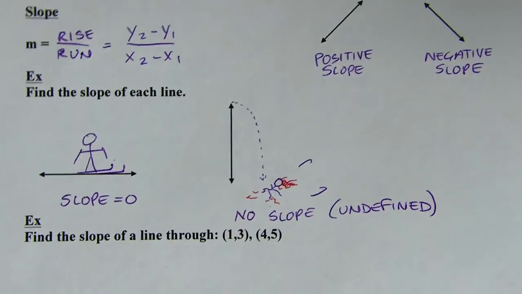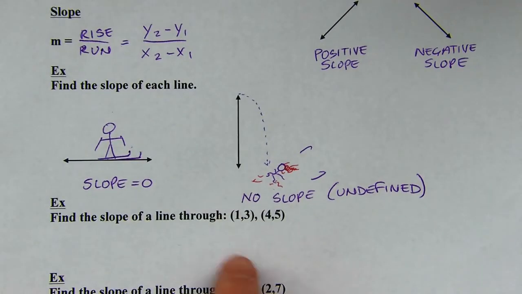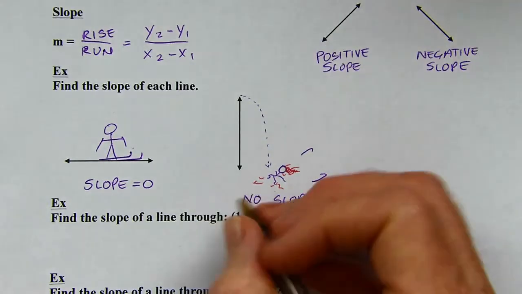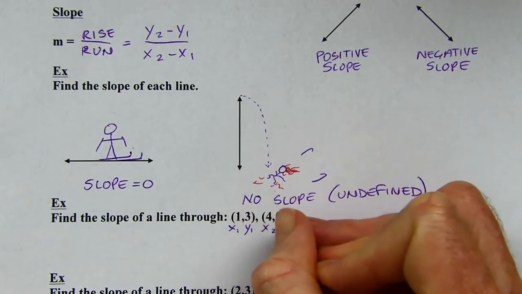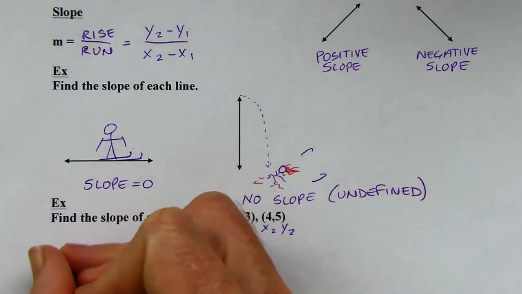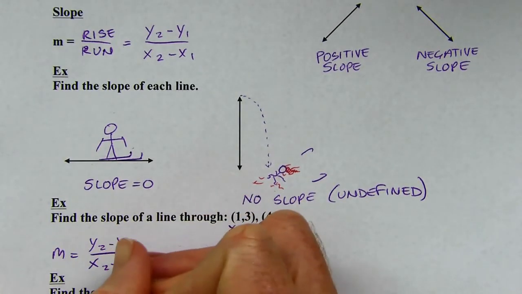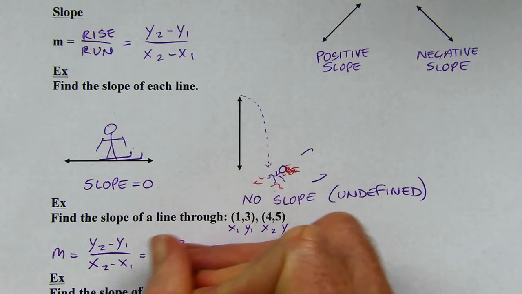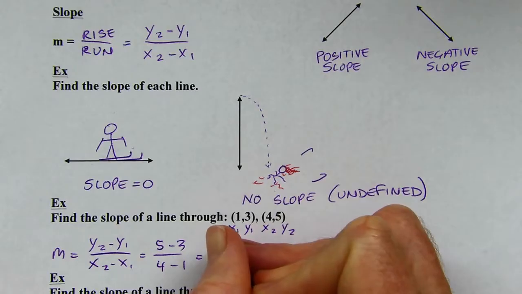Okay, let's find the slope of a line that goes through these two ordered pairs. You could graph this and count the spaces up and to the right, but if you don't have a graph, I would just use the formula. I'm going to call this x sub 1, y sub 1. It's the first x and the first y. And here's my second x and second y. I'm just going to plug them into the formula up above, where I subtract the y's in the numerator and the x's in the denominator. So I've got 5 minus 3 in the numerator and 4 minus 1 in the denominator. That gives me 2 over 3.